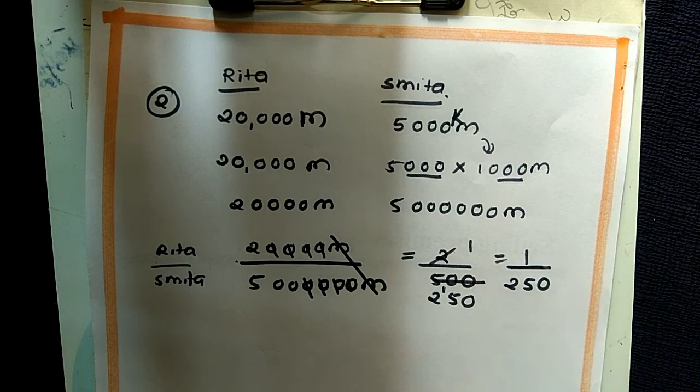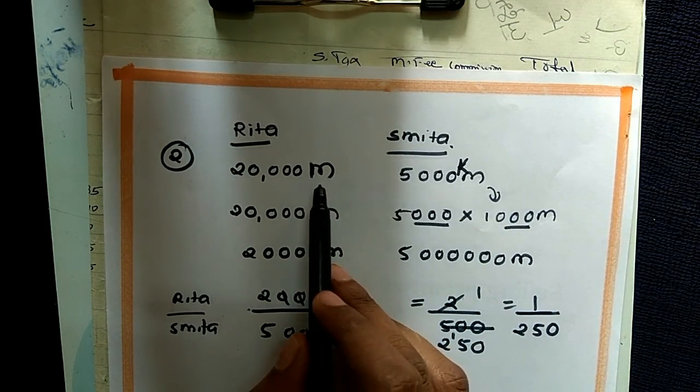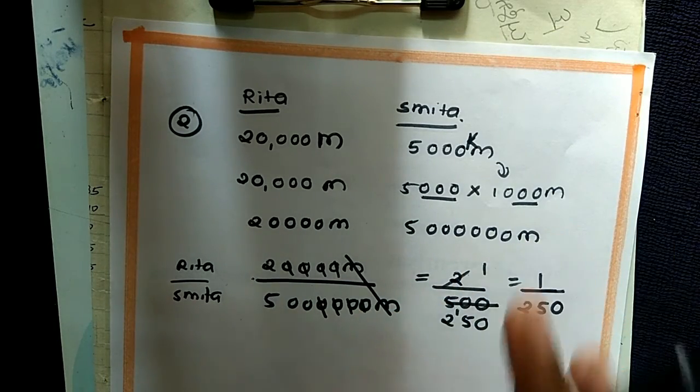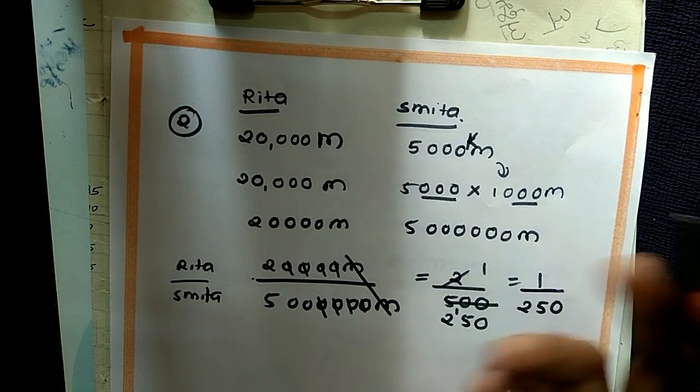So always you have to convert the ratio into the lowest form. Suppose the units are not the same, you have to make them the same. Either you can convert this into kilometer or you can convert it into meter.